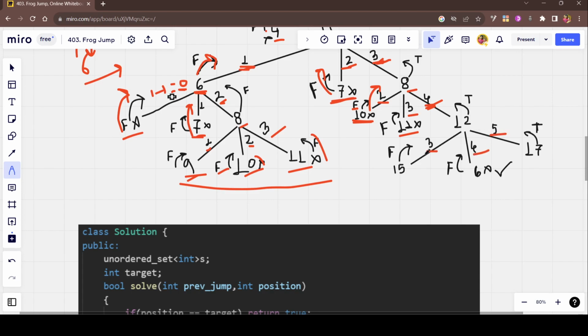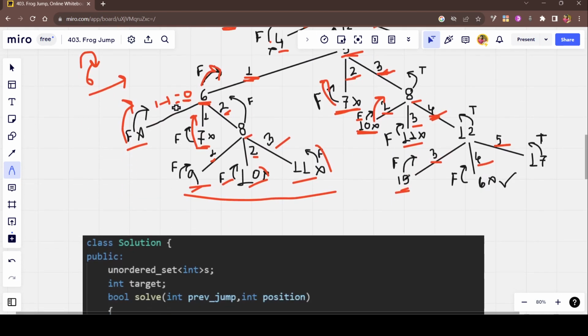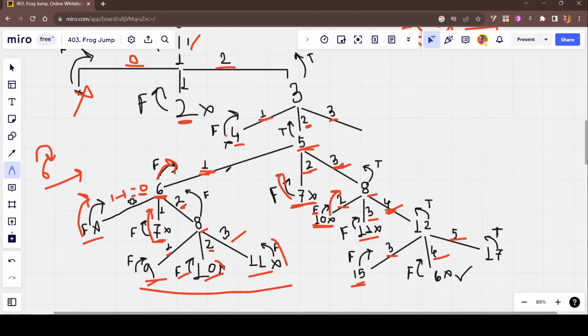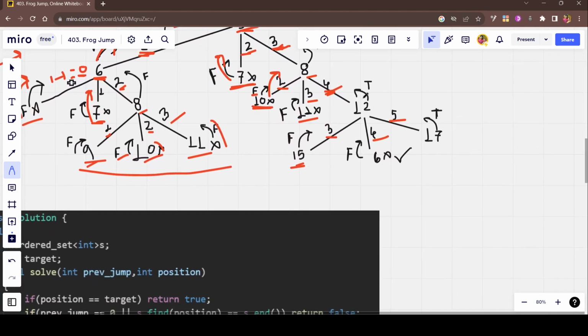First explore this 3 unit jump. 12 plus 3 is 15. But on 15 we don't have any kind of stone there. So return false. Now 12 plus 4, which is 16. But on the 16th position, we don't have any kind of stone. So better to not take that jump. Return false.